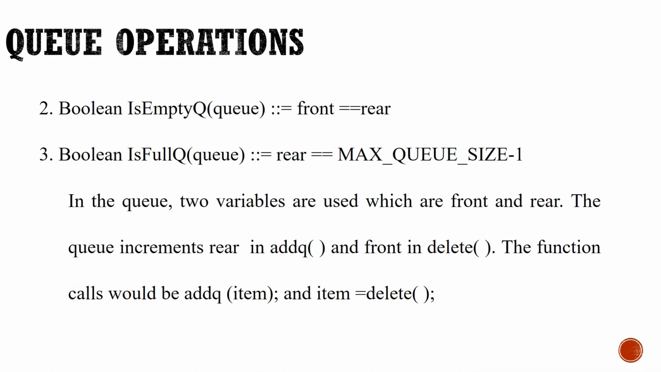Next, the is empty case. How do we check whether the queue is empty or not? We use the condition front equal to rear, which will be equal to -1. When both are equal, we say that the queue is empty. To check the case of full, we check the condition rear equal to maximum queue size -1. If it is full, we can't add any more elements, so the queue will be full.